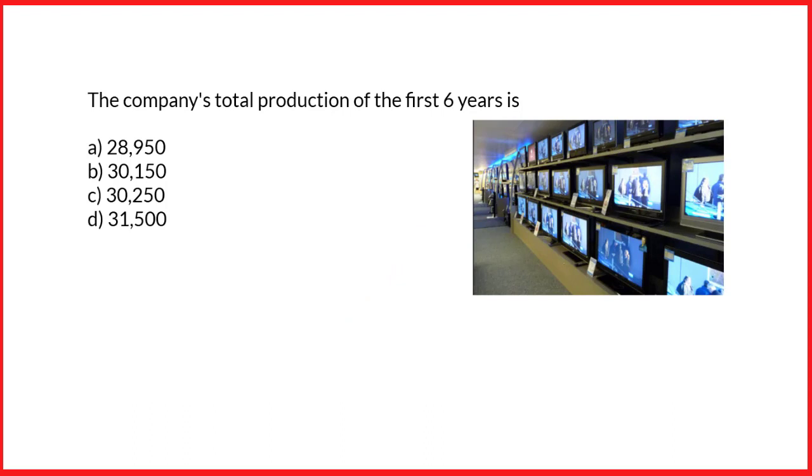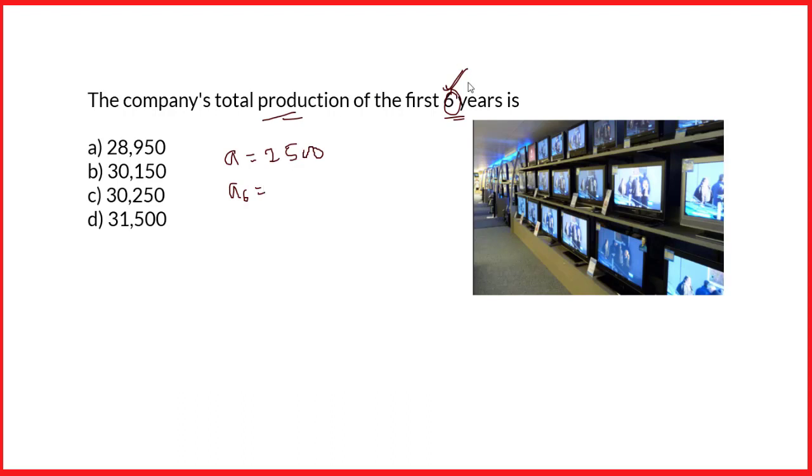So the next question is the company's total production in the first 6 years. We have to find the company's total production in the 6th year. And friends, here we have to find the total production up to the 6th year. It means we will require the first term. That first term we have calculated as 2500, correct? 2500. And the 6th year, that is A6, will be the last term.